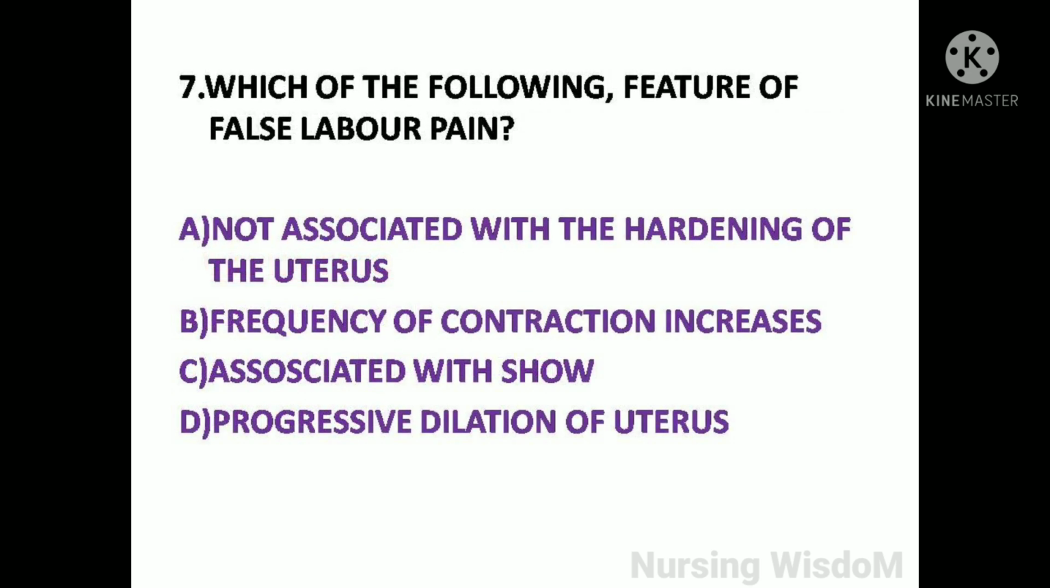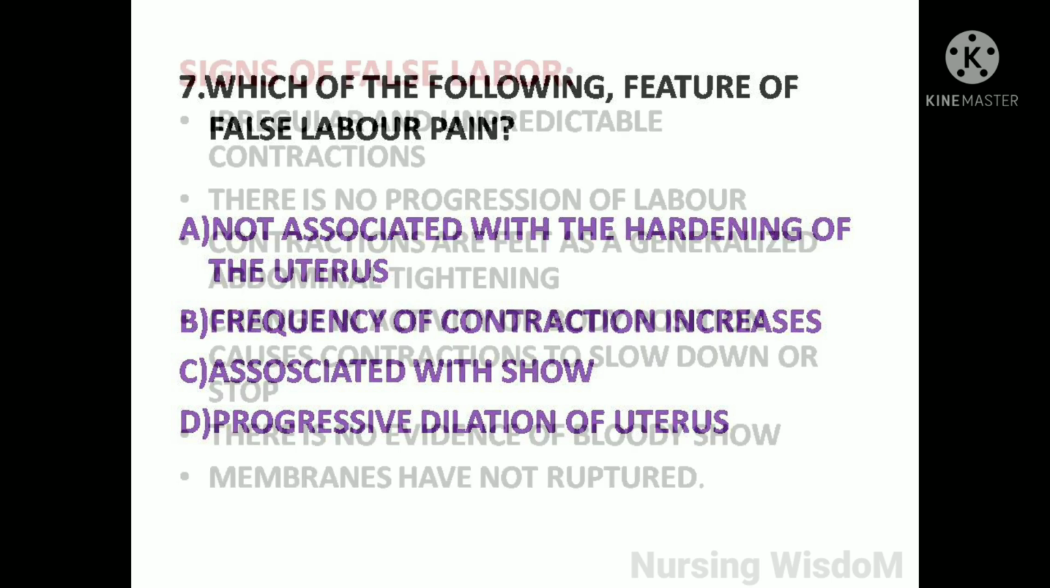Next question. Which of the following is a feature of false labor pain? Option A, not associated with the hardening of the uterus. Option B, frequency of contraction increases. Option C, associated with show. Option D, progressive dilatation of uterus.